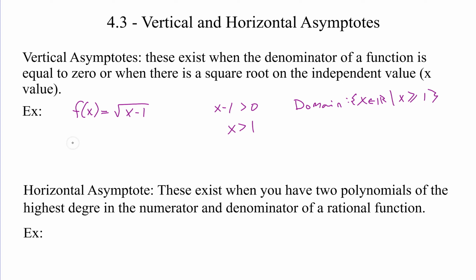Another example where you'd have a vertical asymptote would be when you have something like f of x is equal to 1 over x minus 1. In this case, x cannot equal 1, because if it does, then we're dividing by 0. Therefore, the domain is x element of real numbers, x cannot equal 1.